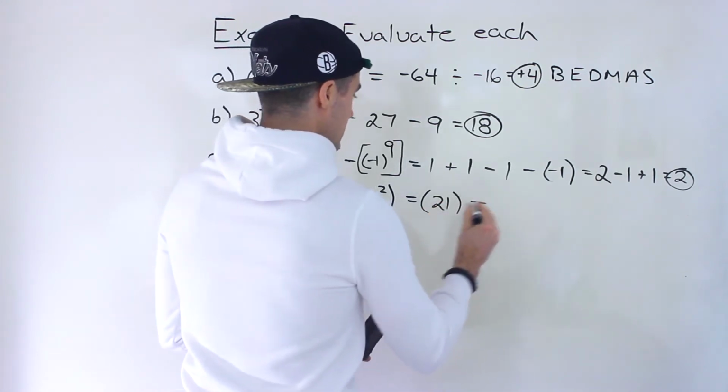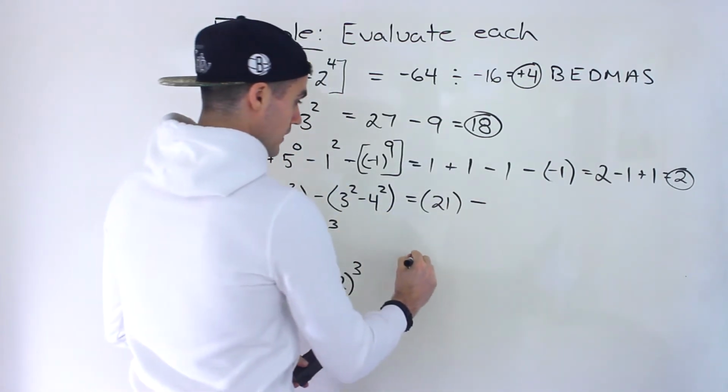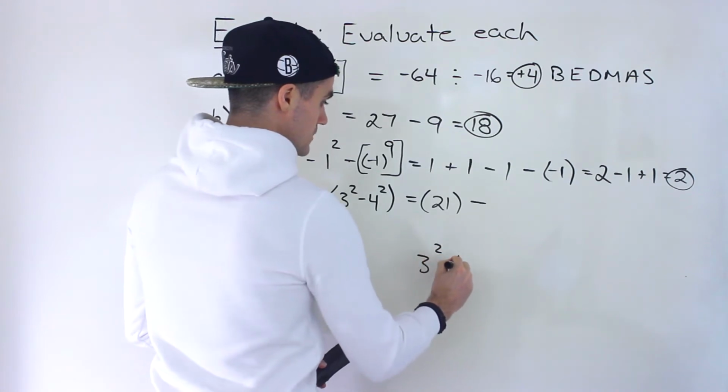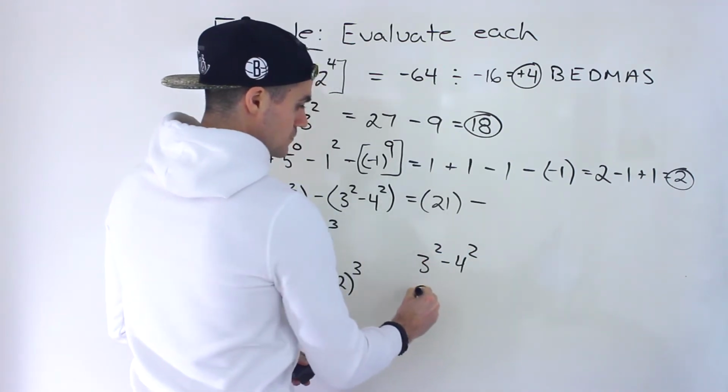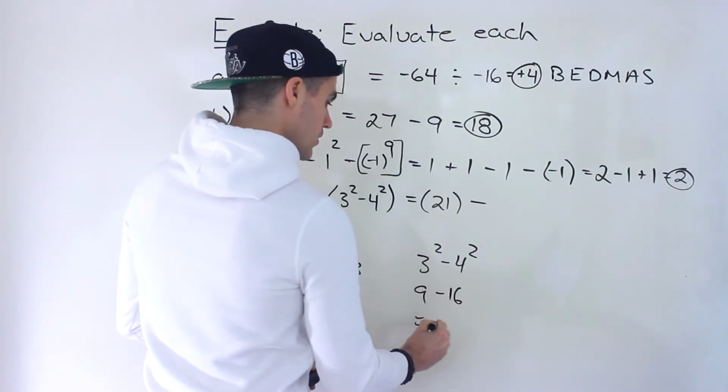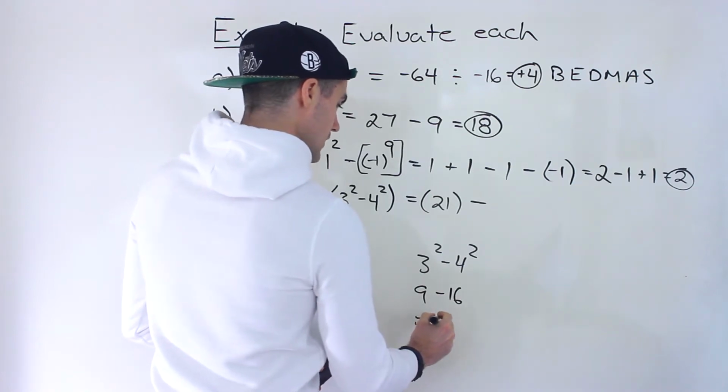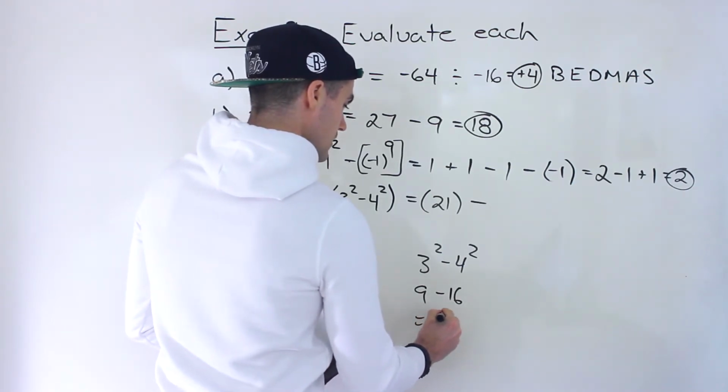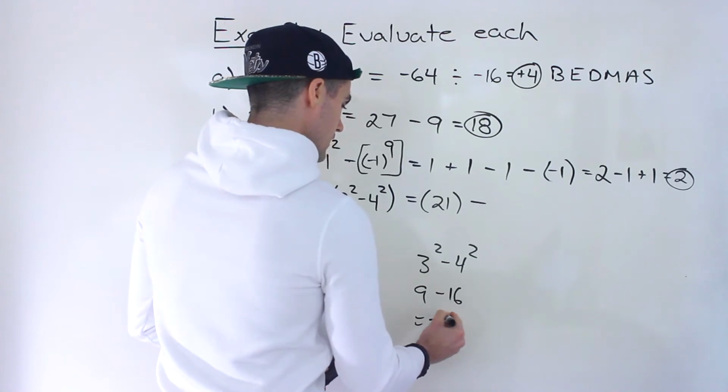So this entire bracket here ends up being 21 minus, now let's work with this entire bracket. So we'd have 3 to the power 2 minus 4 to the power 2, which would be 9 minus 16, which would be, what? Negative 7?